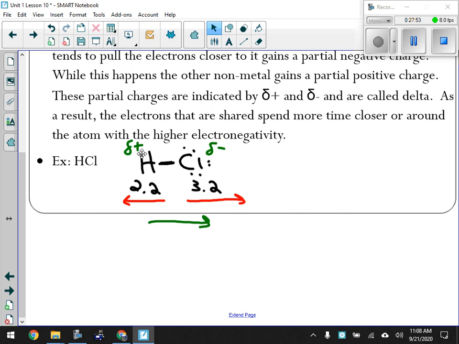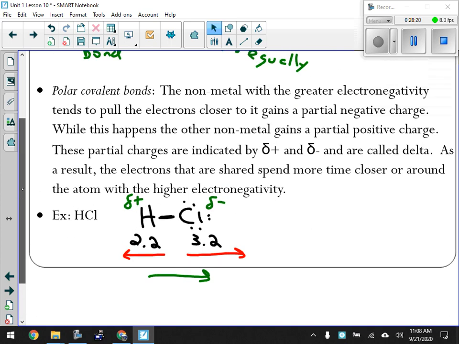What's a famous example of this kind of thing? Which one has a little bit of negative and a little bit of positive? What's a famous example of not sharing equally? Polar. Yeah, water. Water doesn't share those electrons equally.